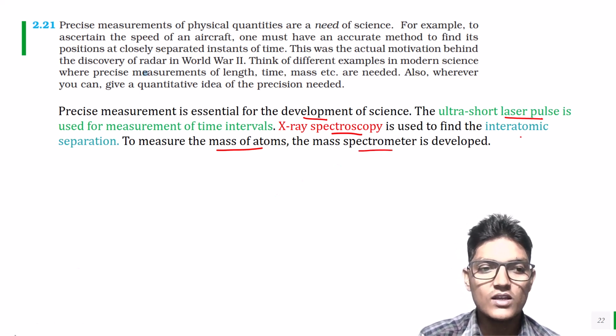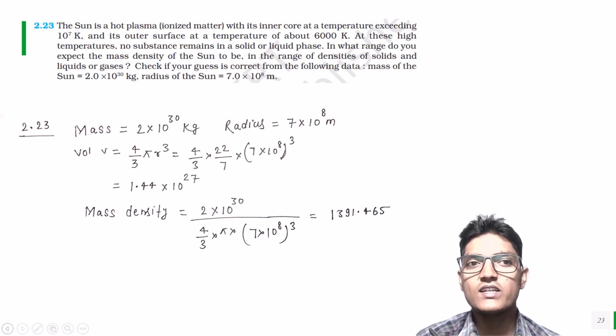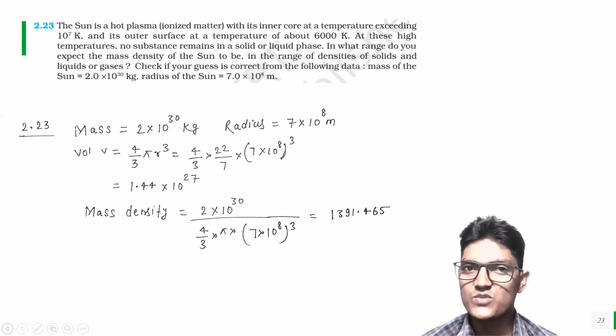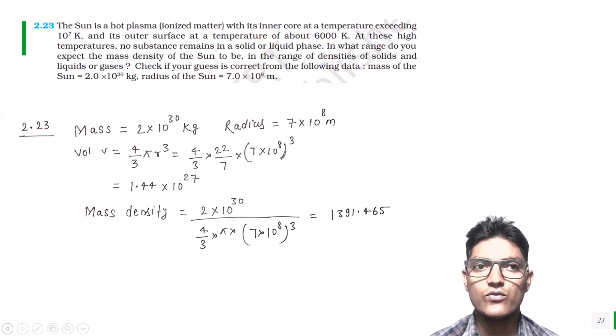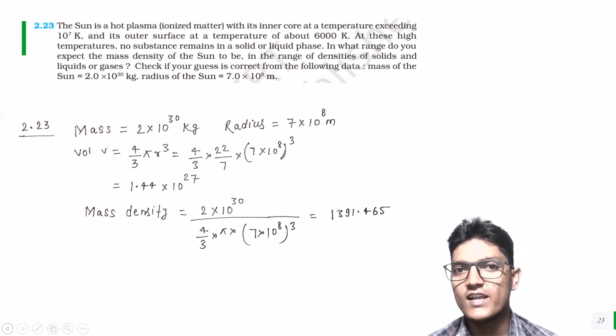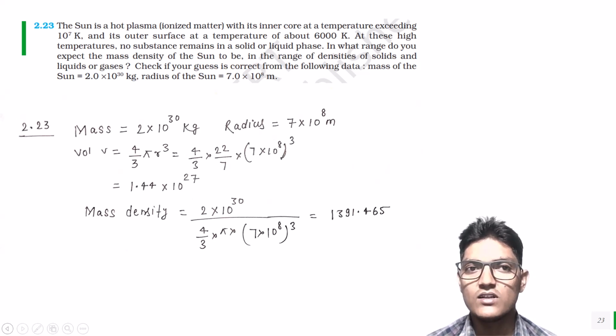Okay. Next question is, the Sun is a hot plasma, which is ionized matter, with its inner core at a temperature exceeding 10 to the power 7 kelvins and its outer surface at a temperature of about 6000 kelvins. So at this high temperature, no substance remains in a solid or liquid phase. In what range do you expect the mass density of the Sun to be? In the range of densities of solid, liquid or gases? Check if your guess is correct from the following data. Mass is given of the Sun and radius is also given.